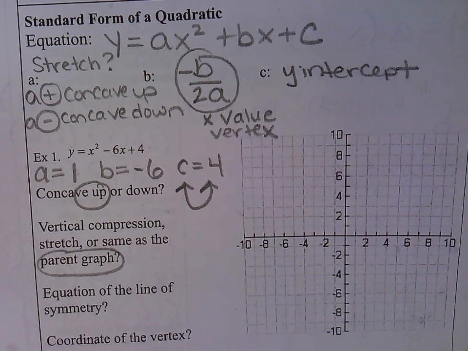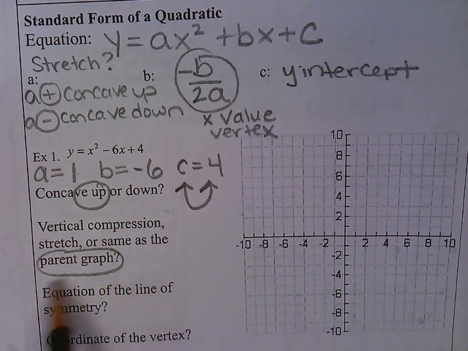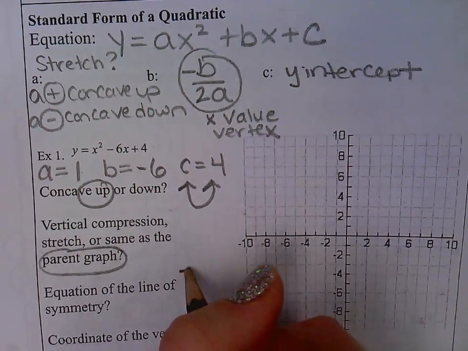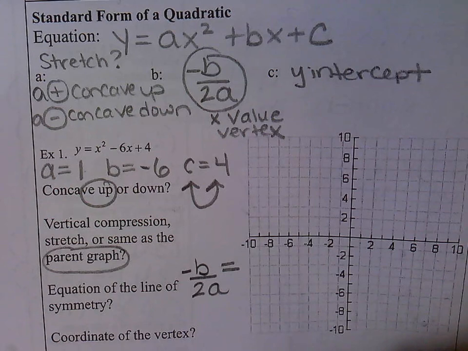All right, so next, the equation of the line of symmetry is the x value of your vertex. So this is where we're going to use the equation -b divided by 2a.